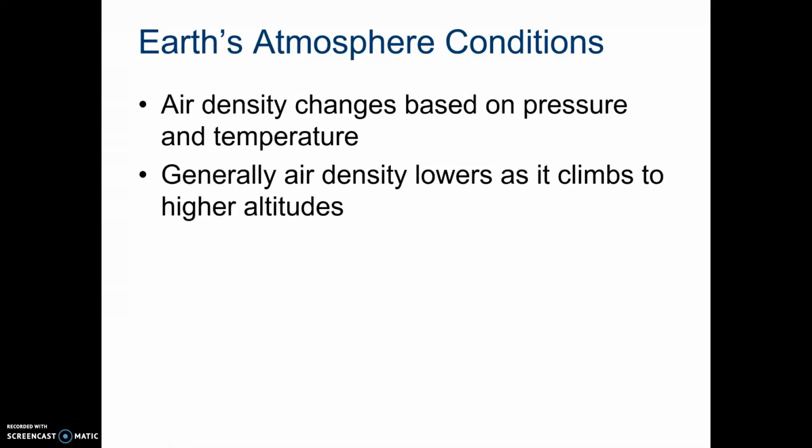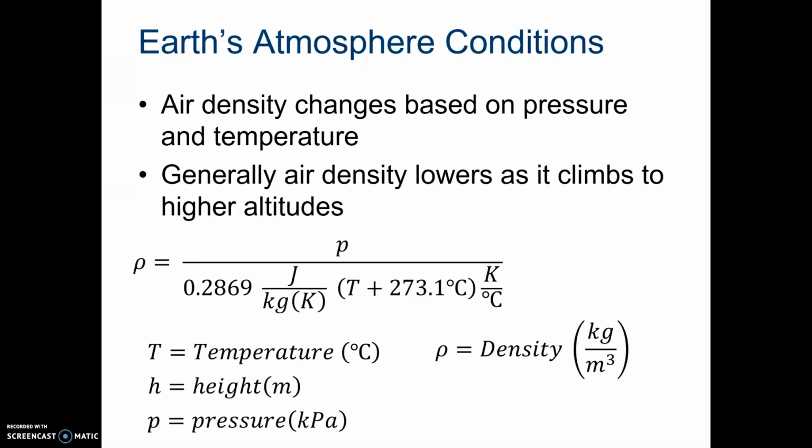Air density changes based on pressure and temperature. Generally, air density lowers as it climbs to higher altitudes. This time we're looking at rho, the Greek letter rho, which is going to be our air density. We use the pressure we would have found just a second ago, and the temperature we would have found before that, add 273.1 degrees, times it by 0.2869, divided by the pressure, and that'll give you your density, in units of kilograms per meter cubed. So I'd go ahead and write this equation down for rho, and also get your variables with units too. Those are important to remember.